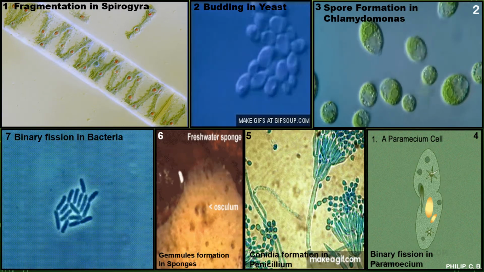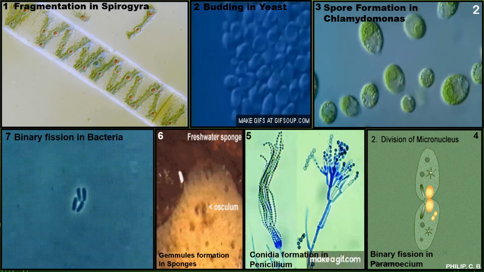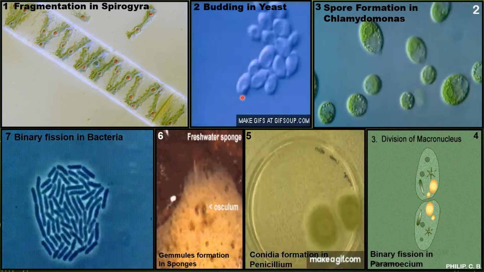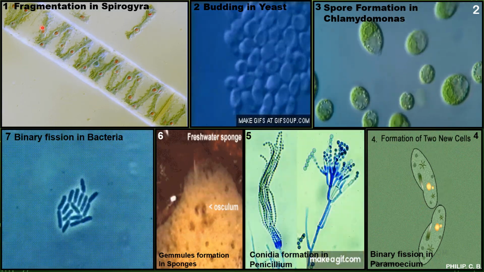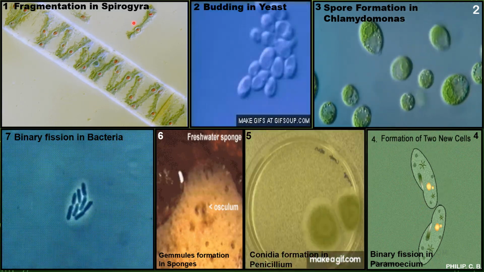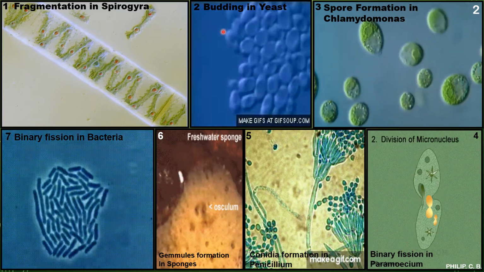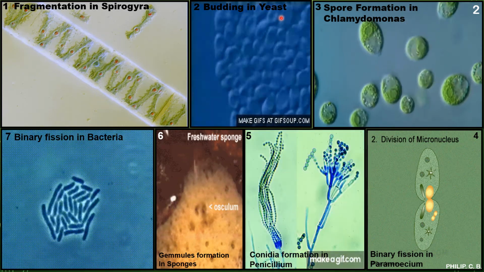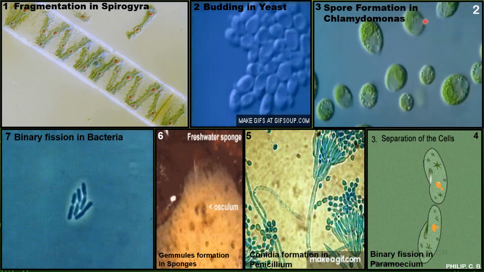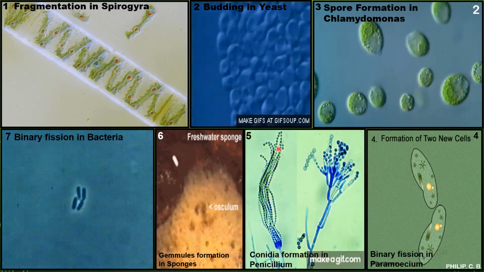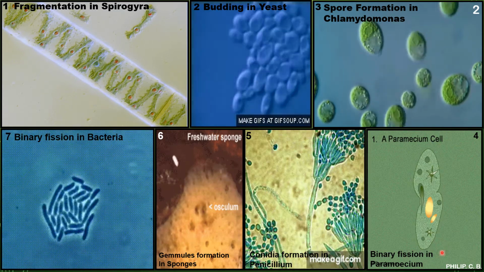Now moving on to the second slide, here I put again a lot of animation images which help us to understand the different ways in which reproduction takes place in the lower animals. So you can see the first one by fragmentation in Spirogyra, which we will be learning in detail in the further part. Second, budding in yeast. So you can see how budding takes place. Third, spore formation in Chlamydomonas. Fourth, formation of two new cells, that is by binary fission in Paramecium.